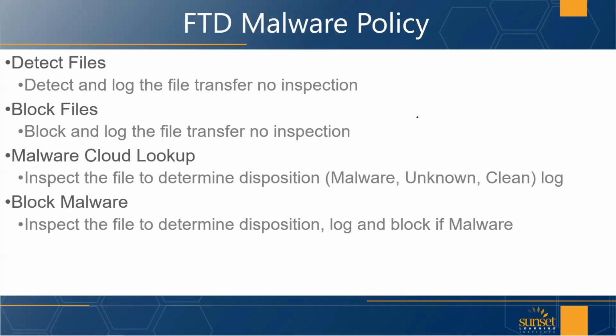Malware policy, again, we can detect files. So we detect and log the file, but we don't do any further inspection. We can block it if we know it has malware, because maybe it didn't match our SHA-256 value, or we see anomalies, we block it. If we don't know what it is, we can send it up to the malware cloud, the AMP cloud, to look at. And we can have some of that information pulled down to us where we can actually inspect the file and block it if it's malware locally.